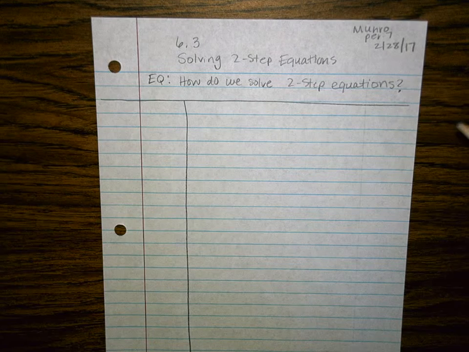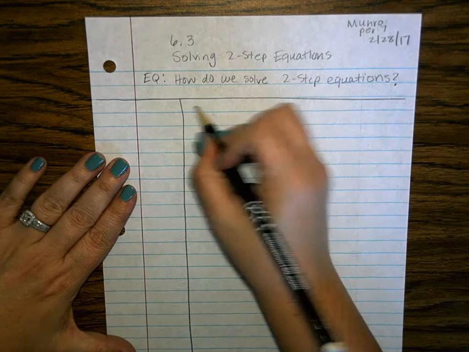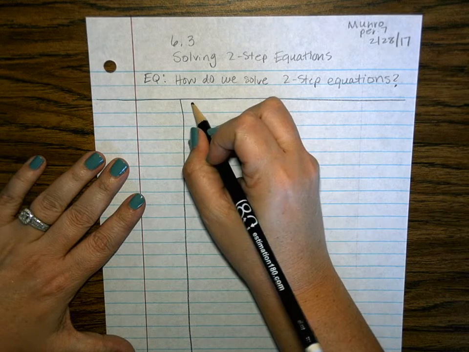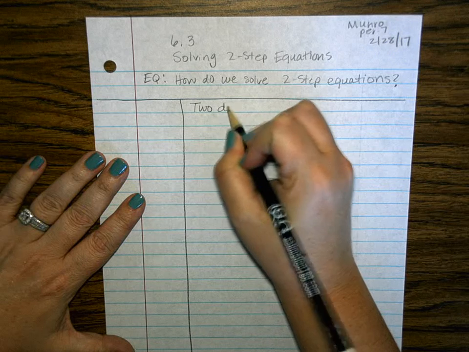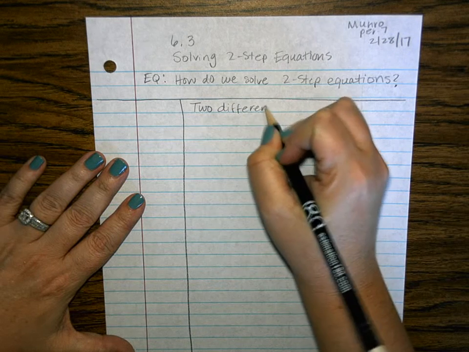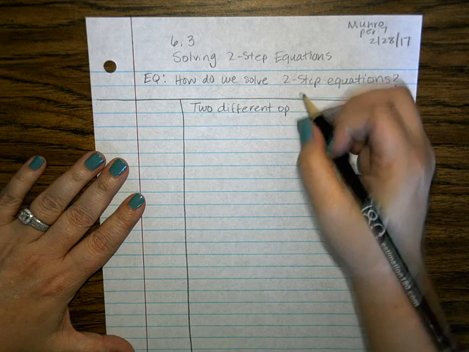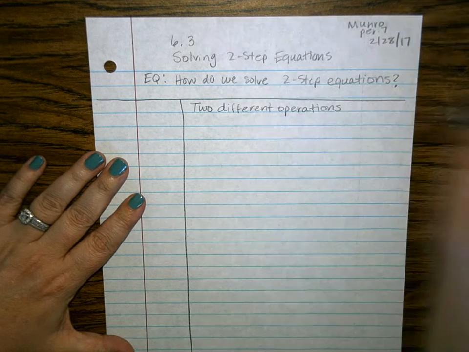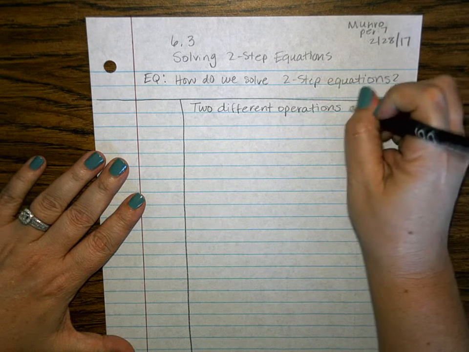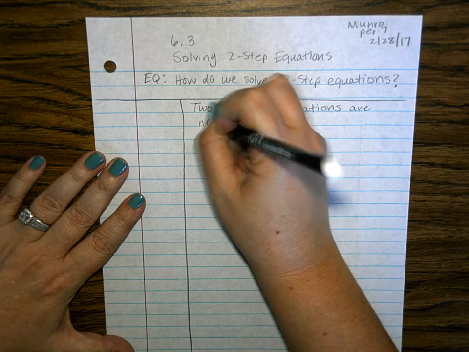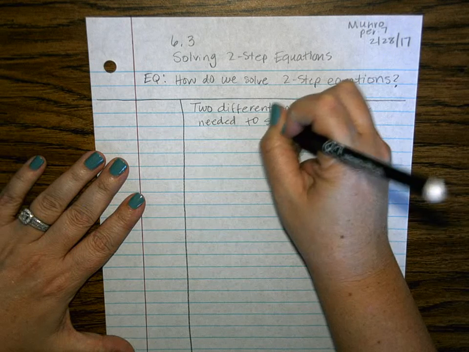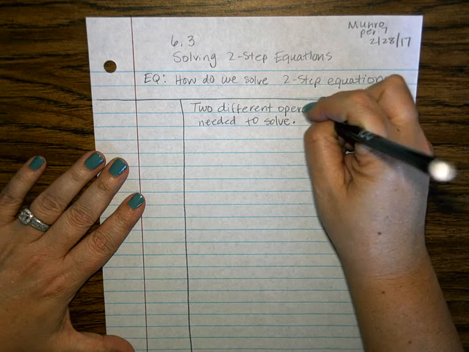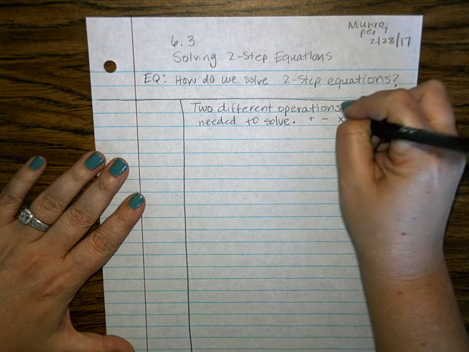Now, in order to solve two-step equations, you're going to use two operations to solve it. So put two different operations. Operations are the things like multiply, add, subtract, divide. Just like you saw in the video. Two different operations are needed to solve. Okay, so we have add, subtract, multiply, divide. Those are operations.